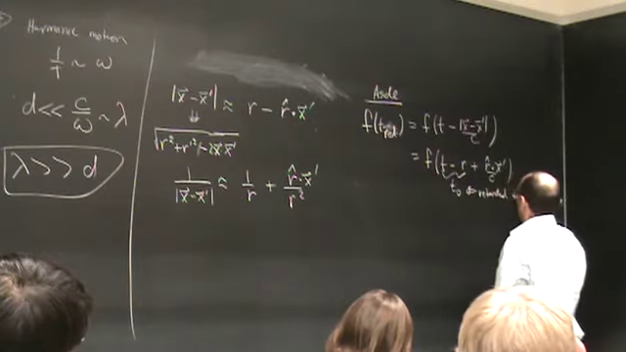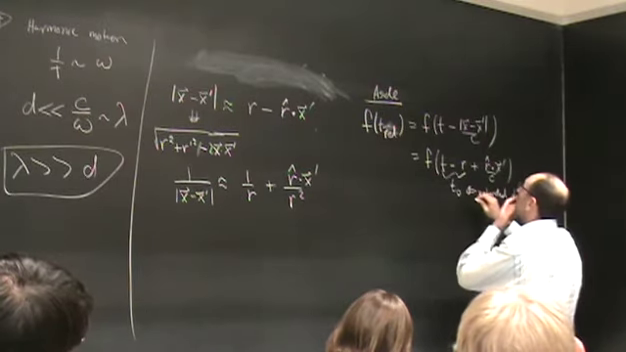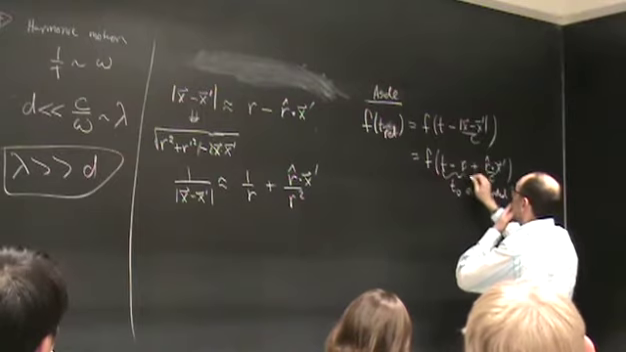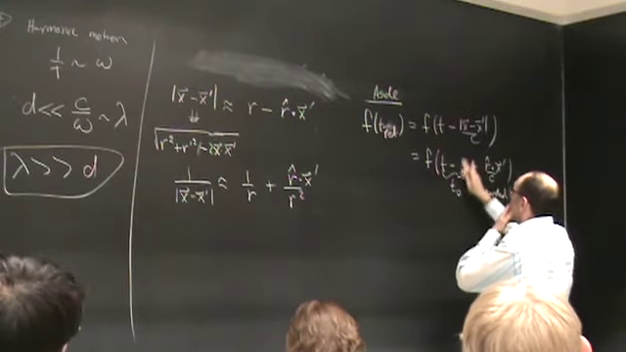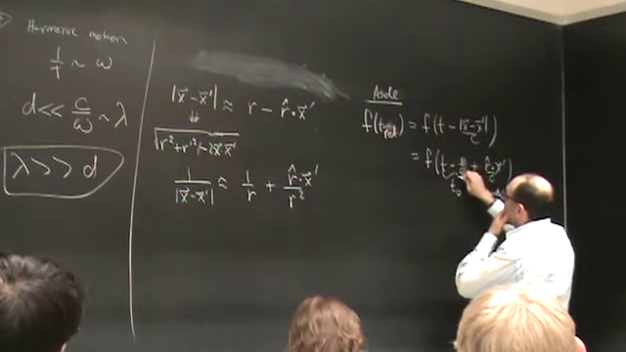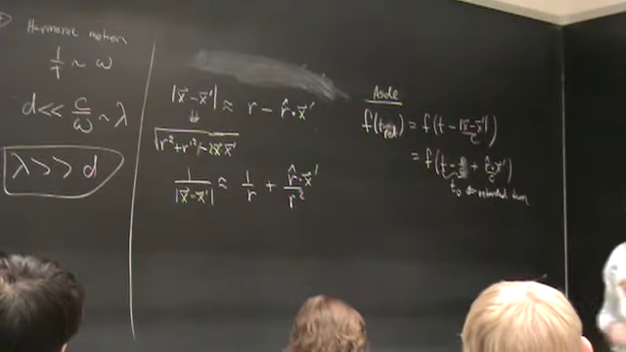In the first row, should I have a c in the denominator? It should indeed, thank you. Sometimes c is one in my head and sometimes it's not.